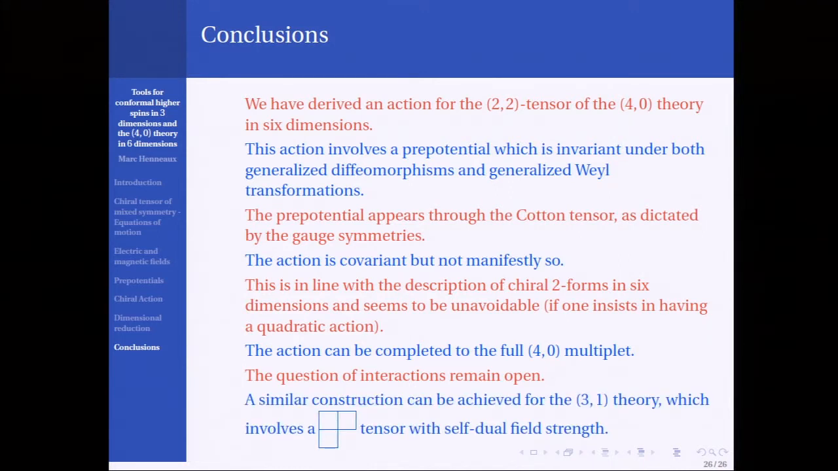And maybe I can conclude by saying that the other algebra, the 3-1 theory, based on this 3-1 supersymmetry algebra, also involves strange beasts which are self-dual, and you can construct actions in that case too.